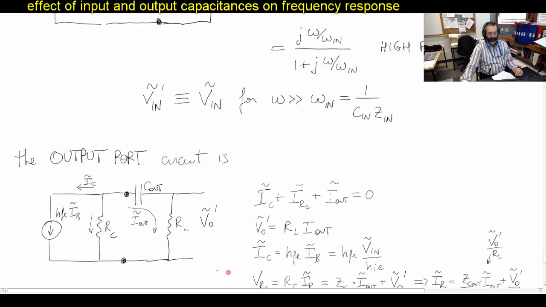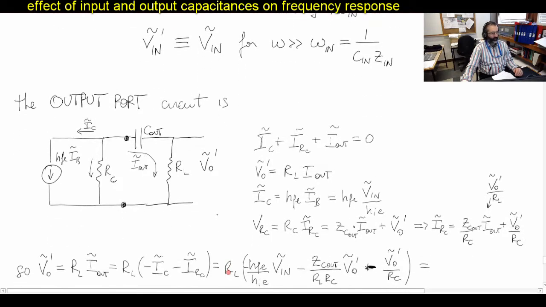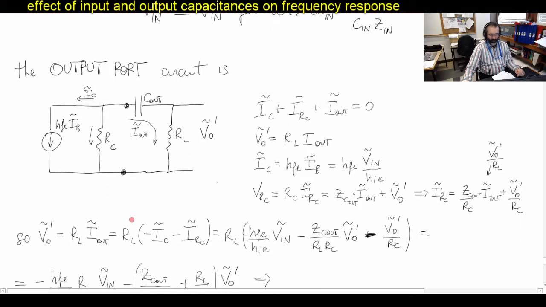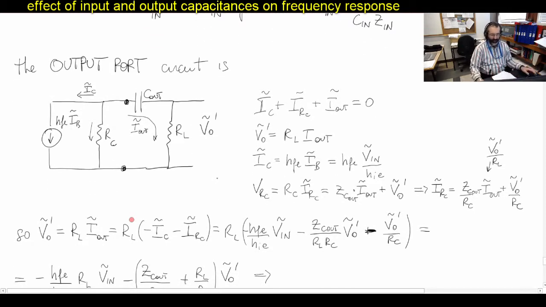The other thing relates now to C out. So let us analyze the output port. I've redrawn here the output port once we connect C out and RL to the circuit. So there is a bit of analysis here to do. Again, nothing major. The KCL, Kirchhoff current law, VO prime is RL I out, I tilde, sorry, here.